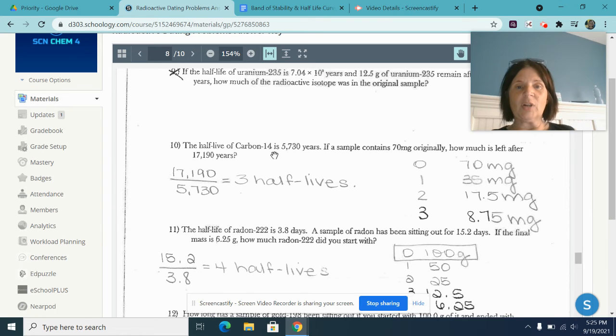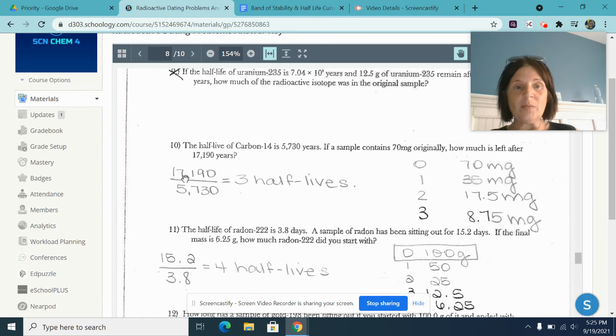They tell you that the half-life for carbon-14 is 5,730 years. If a sample contains 70 milligrams originally, how much is left after 17,190 years? So again, we have two time amounts that we are given. Carbon-14 has been decaying for 17,190 years, and each half-life that carbon-14 goes through takes it 5,730 years. So the first thing you want to do is figure out how many half-lives it's gone through.